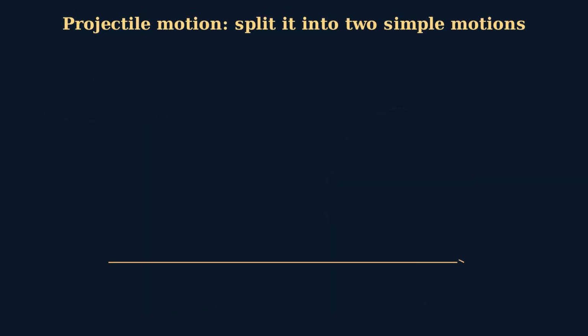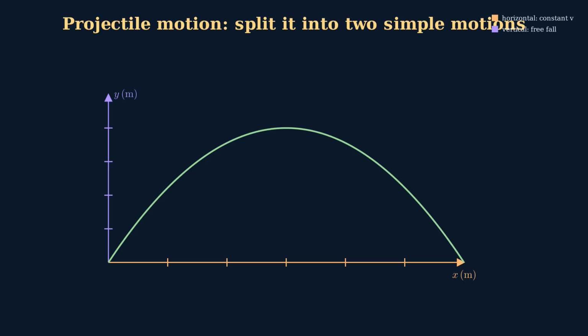A projectile is anything launched and then left to gravity alone, a thrown ball, a struck golf ball, a cannonball. No engine, just one constant downward acceleration, g. Its path is this graceful arc. Here is the master trick.